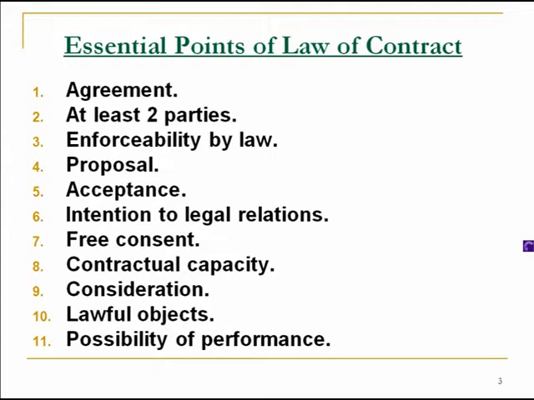These are the list of essential points of law of contract. First, you require an agreement, then you require at least two parties. Enforceability by law is an essential purpose, proposal, acceptance, intention to make legal relationship, free consent, contractual capacity, consideration, lawful objectives, and finally the 11th point is possibility of the performance. These are the essential 11 elements which you always require to make an agreement which will convert into a contract in case of Indian Law of Contract 1872.